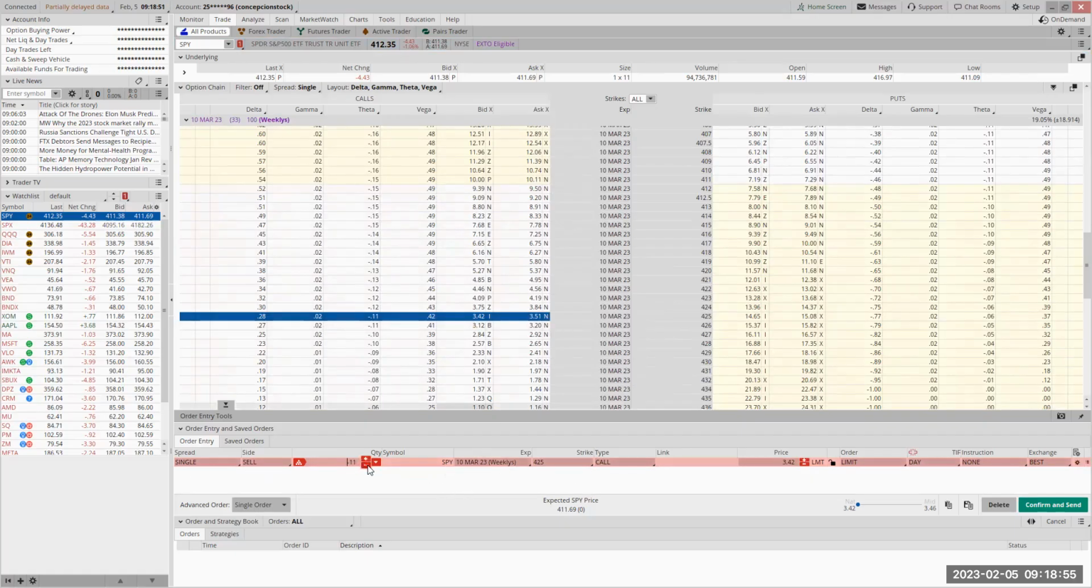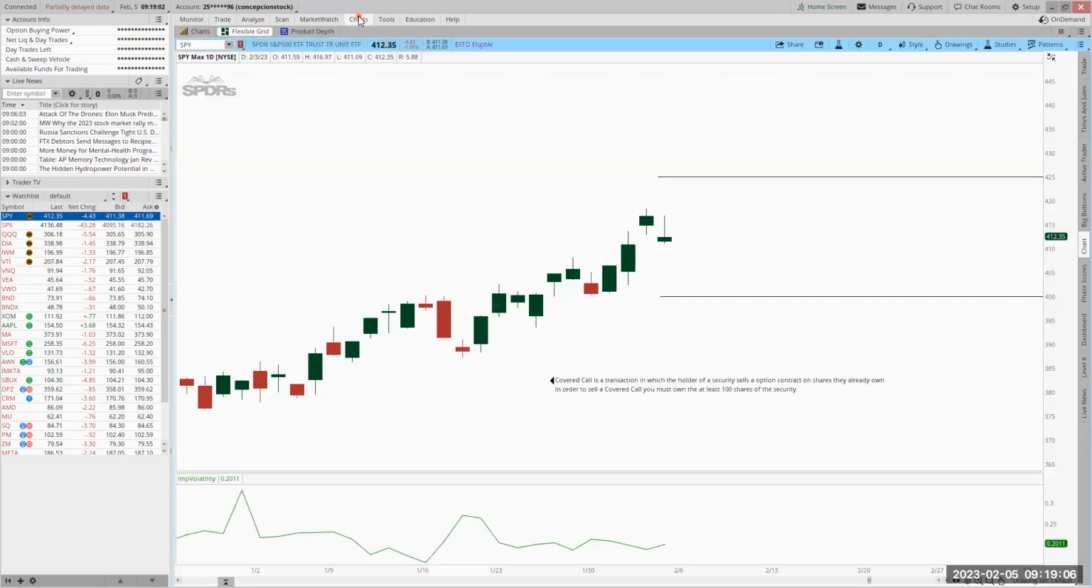Once again, I'm going to change this default to 1 because we only own 100 shares. And if I hit confirm and send, our account would get credited $342. And that is how you sell covered calls against positions you already own, a minimum of 100 shares. If you happen to own more than 100 shares of any one underlying stock or asset, you would simply sell the appropriate number of contracts for the number of shares that you own.